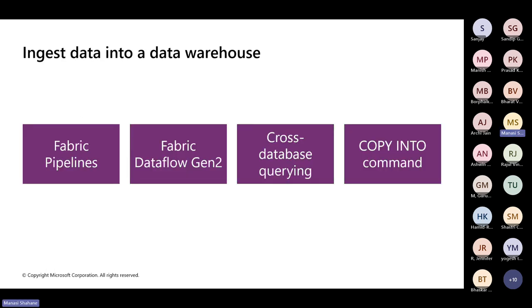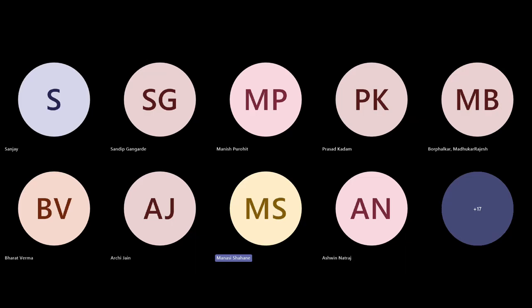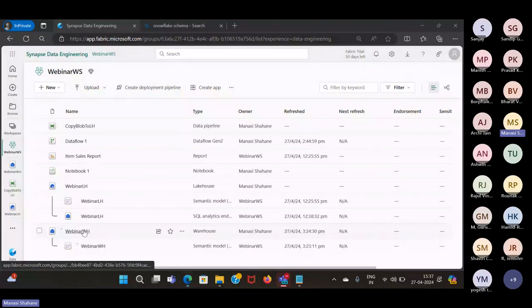Then how can you ingest data into the data warehouse? So we have seen you can go with pipelines. So if I have to show it to you, we created through a sample copy. You can definitely ingest data in other ways. So if you come to the warehouse.